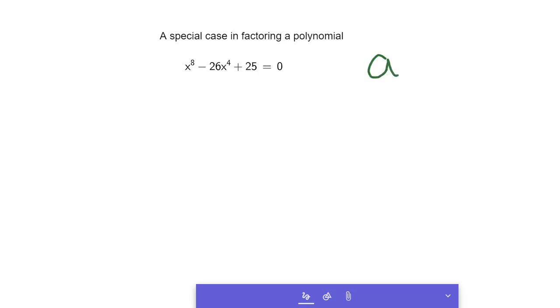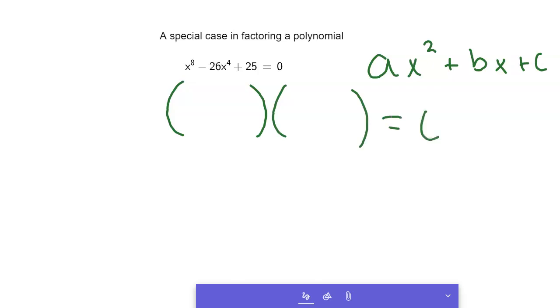It's in the form of ax squared plus bx plus c, even though it's x to the 8th, because we can factor it just like a trinomial. And so we'll start out with our two sets of parentheses. Minus plus is minus minus, that's your signs. In the front, there are a whole bunch of factors of x to the 8th, but we can go ahead and split those up evenly.